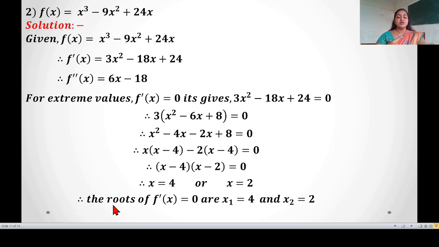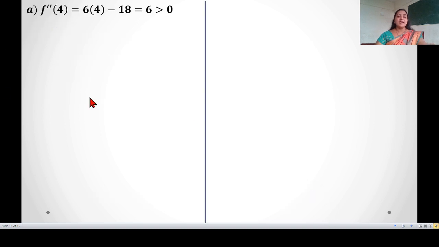So therefore the roots of f dash of x is equal to 0 are x1 is equal to 4 and x2 is equal to 2. So these are the roots of f dash of x is equal to 0. Now our next step is we find f double dash of c. So first we put x1 is equal to 4 and next we put x2 is equal to 2. So f double dash of 4. Whenever x is replaced by 4, so 6 multiply 4 minus 18. Simplify this, we get here 6 which is greater than 0.